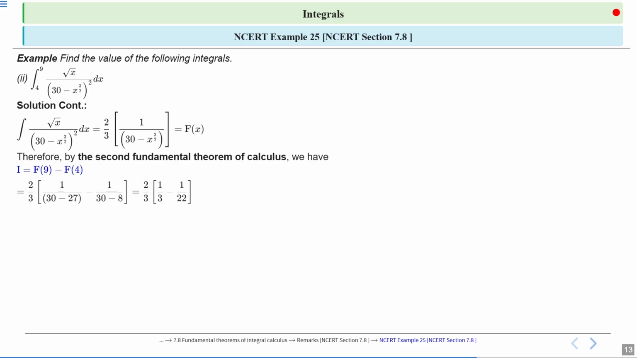And then we have to calculate f(4). So 1 by 30 minus 4 to the power 3 by 2. 4 can be written as 2 square, and the square cancels out. So 2 to the power 3 is 8. When we simplify it, we get 2 by 3 into 1 by 3 minus 1 by 22. So when we simplify, we get the value of the definite integral from 4 to 9 as 19 by 99. Okay.